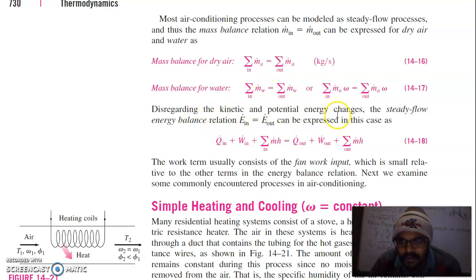Disregarding the kinetic and potential energy changes, the steady flow energy balance equation, E in equals E out, can be expressed in this case as Q in plus W in plus the summation of mass times enthalpy in equals Q out plus W out plus the summation of mass times enthalpy out. The work term usually consists of fan work input, which is small relative to the other terms in the energy balance relation. Next, we examine some commonly encountered processes in air conditioning.